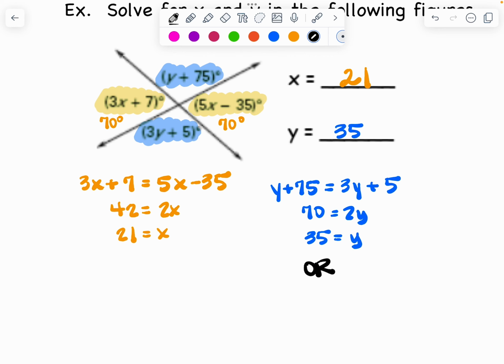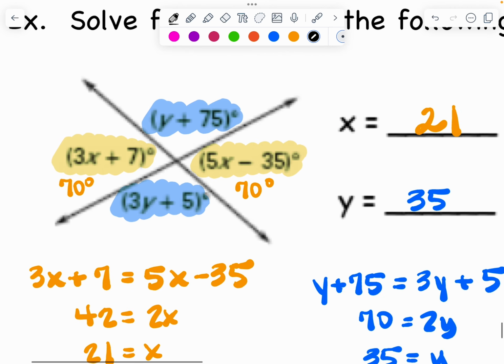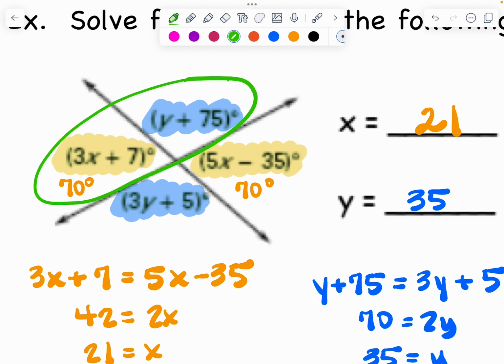Now, that's not the only way I could have solved for y, of course, right? Because instead of the vertical angles, I can use the fact that I have linear pairs. If the 3x plus 7 is 70 degrees, then I already know that the angle y plus 75 has to be 110 degrees because it's the supplement. And so I can just set the equation y plus 75 equals 110, subtract 75 away, and what do you know? I get y equals 35.